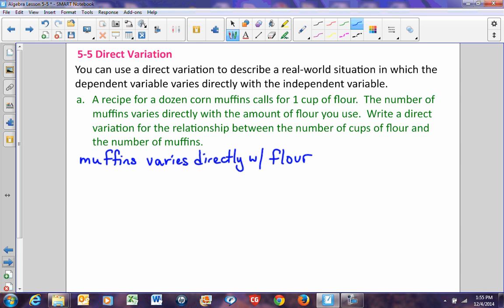If muffins varies directly with flour, muffins are going to be y, and flour is going to be x. The independent variable happens to be how much flour you have. The dependent variable is how many muffins you have, because the number of muffins is going to depend on how much flour you have. So x, which is my independent, is my flour, and y, which is my dependent, is my muffins.